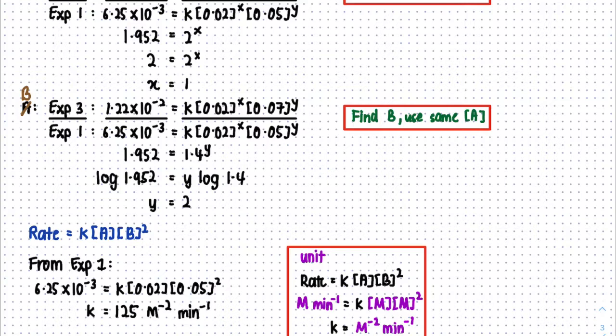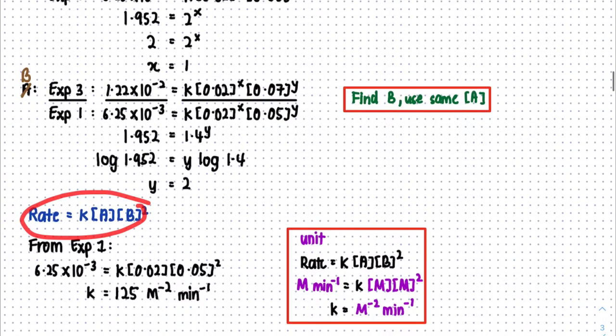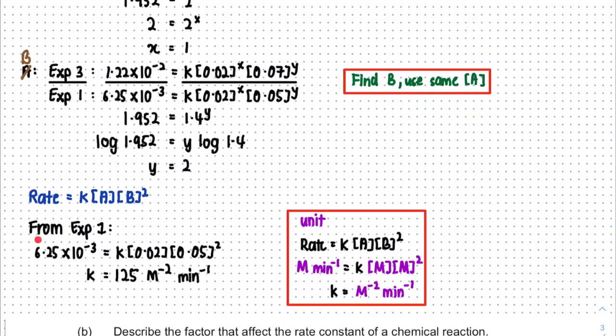Okay, to determine the rate constant, we're going to substitute the values into this formula. I'm just going to use experiment 1. Okay, so when I include the values, I will get the value to be 125.